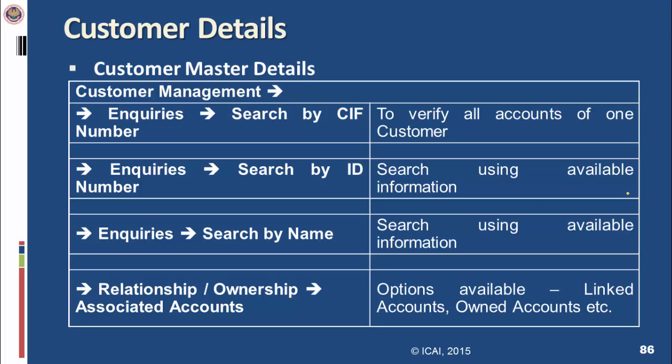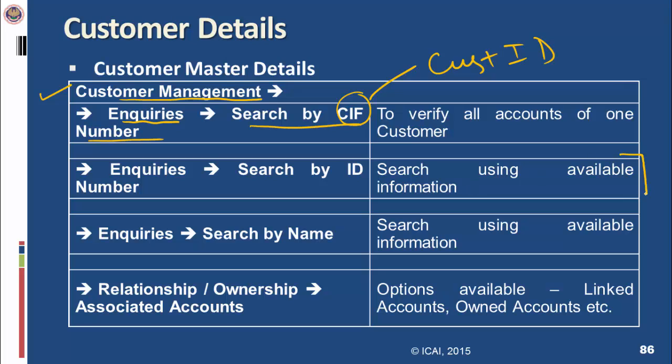That is customer master detail. To verify all accounts of one customer, we need to first go to the customer master maintenance. So we are going this way: first we go to customer management, then to the inquiries, and then we go with the search by CIF number. Now CIF number is nothing but the customer ID that we were discussing in Finacle time, right? So to verify all accounts, we can go through the CIF, and then there will be a host of numbers.